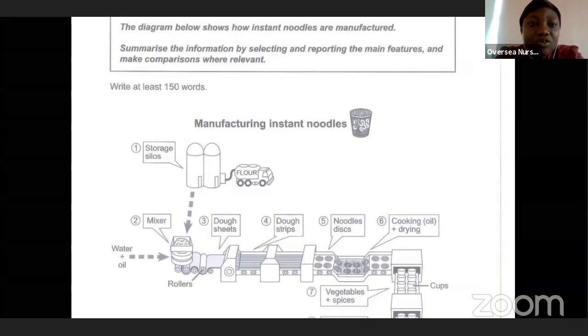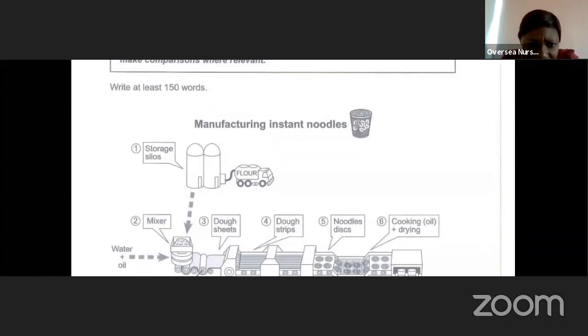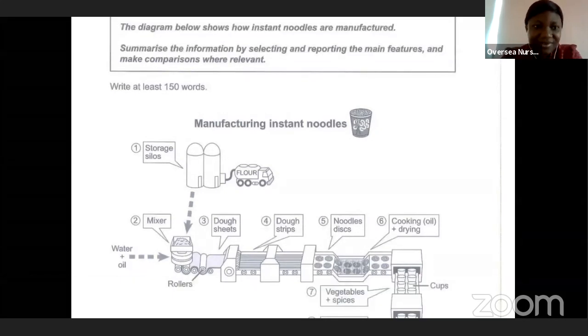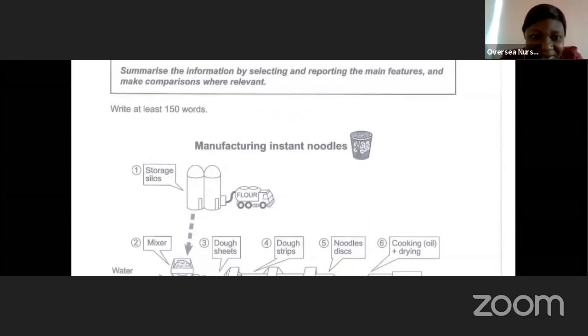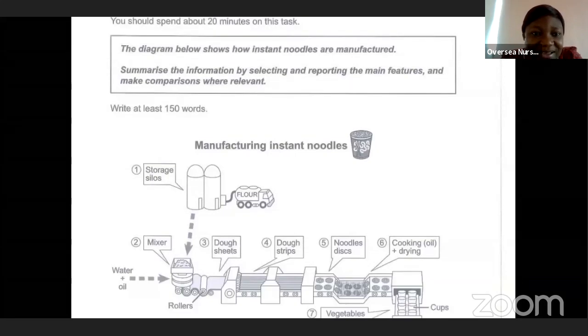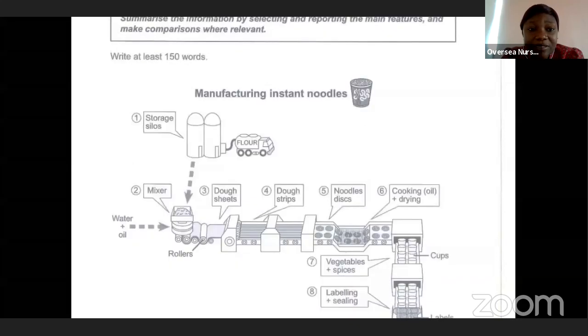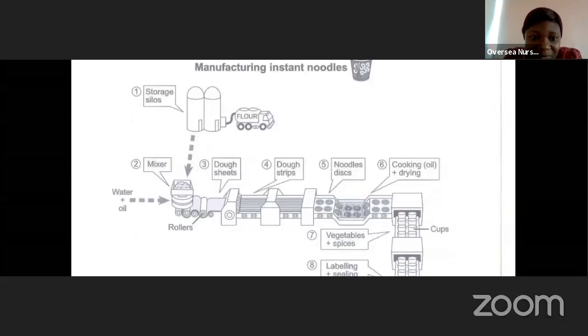All right, so the diagram below shows instant noodles. The diagram is showing how instant noodles are manufactured. Summarize the information by selecting and reporting the main features and make comparisons where relevant. You can see that there's also an arrow here like there was in the other one, isn't it? Altogether, if we want to follow our structure like we usually do, what do we do first? You underline your key points, your keywords.